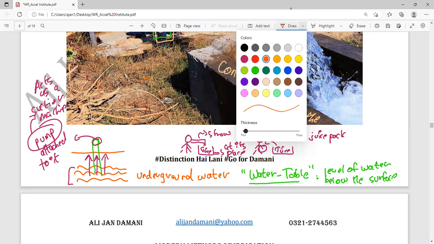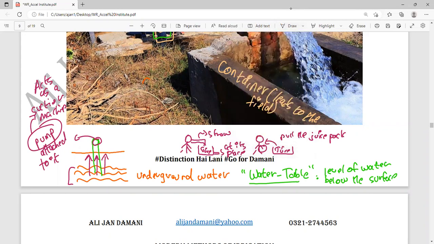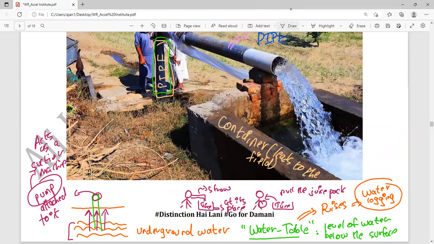All right, so now listen to this. When the water table rises, in geography we call it water logging. Water logging can be defined as an increase in the level of water. When the underground water level increases, you call it water logging. Okay, so far so good.